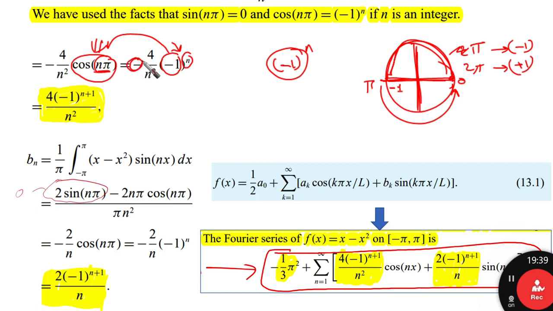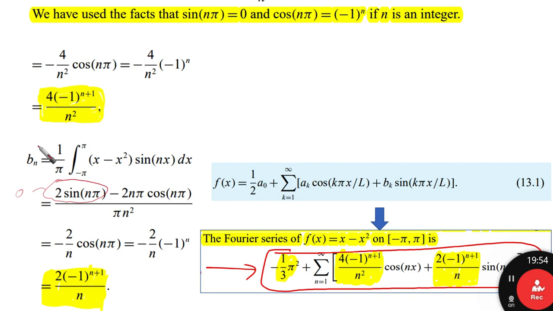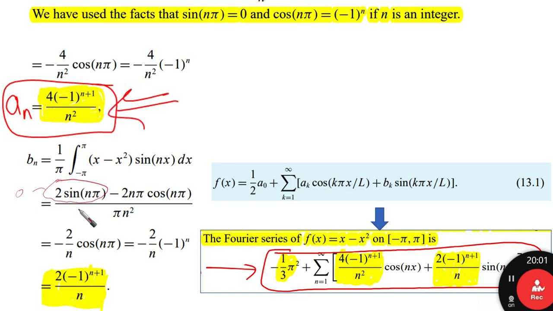Okay, and we have a minus here, so this is going to be raised here again. So we are going to say we have 4 times minus 1 raised to the power n plus 1 over n squared, as it is. We didn't do anything, just rearrange it. If we clear everything, this means that this is going to be our an. This is going to be our first coefficient in the Fourier series.